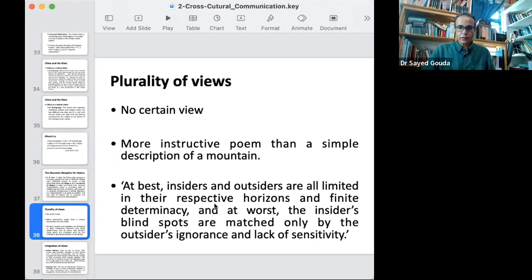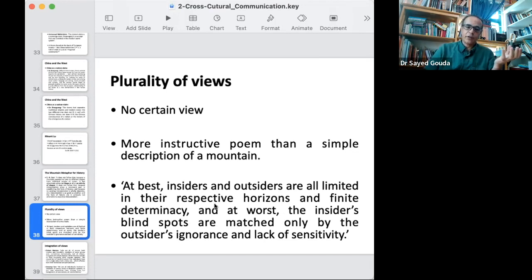What Zhang Longxi offers here is the right way to do comparison, the right way to study history, to study any phenomenon, if you want to put it in a larger scope: to adopt a plurality of views. And if we put it in line with what we said earlier at the beginning of our talk, it is to distance the familiar and to familiarize the foreign phenomenon. So there is no certain view that is best. It's not by getting too close or by staying so far. It's by combining both, by adopting both.